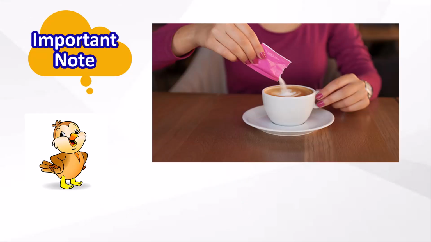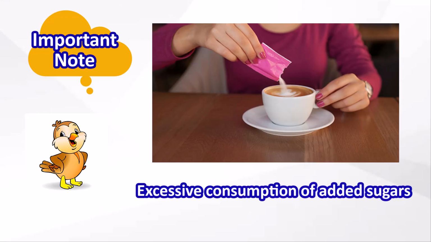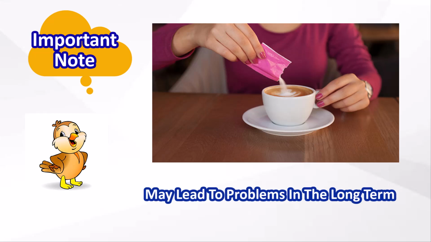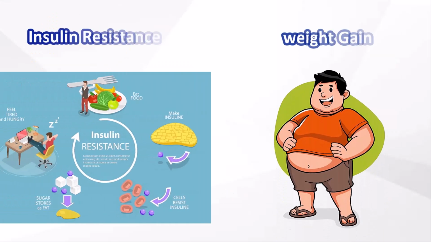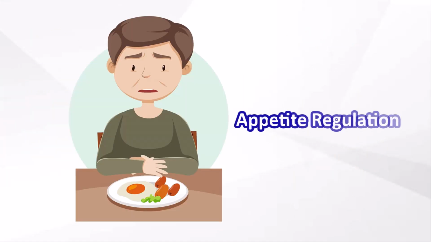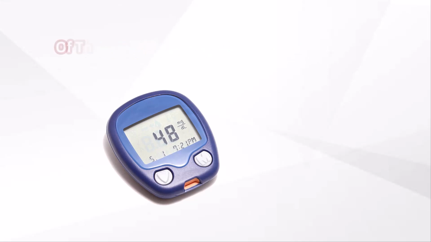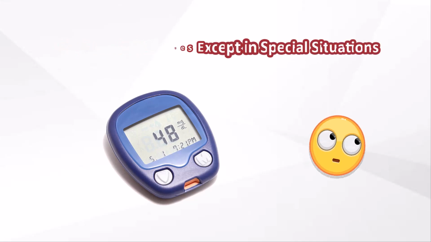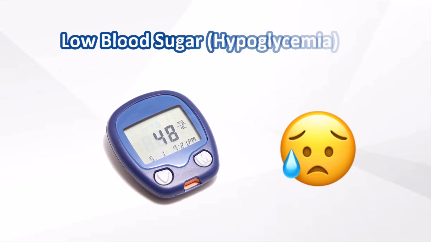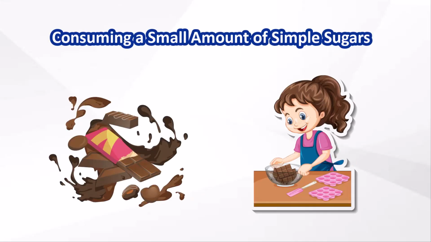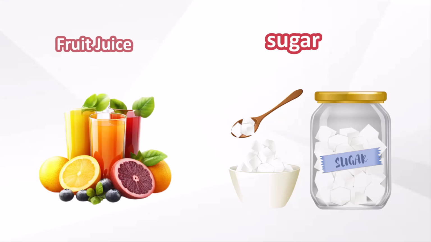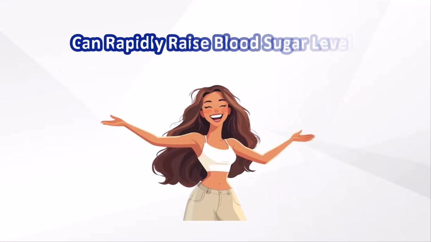Important note: excessive consumption of added sugars, whether natural or artificial, may lead to problems in the long term, such as weight gain, insulin resistance, or disruption in appetite regulation. It is better to limit the consumption of these substances except in special situations, such as low blood sugar, hypoglycemia, because consuming a small amount of simple sugars like fruit juice or sugar can rapidly raise blood sugar levels.